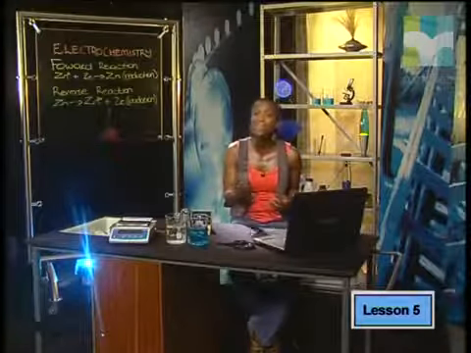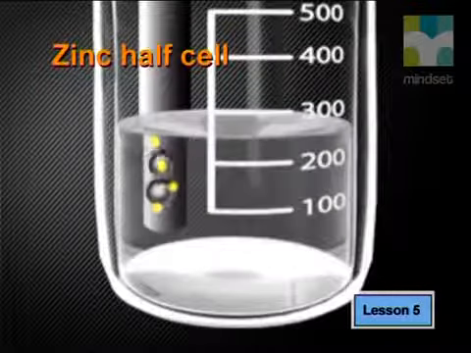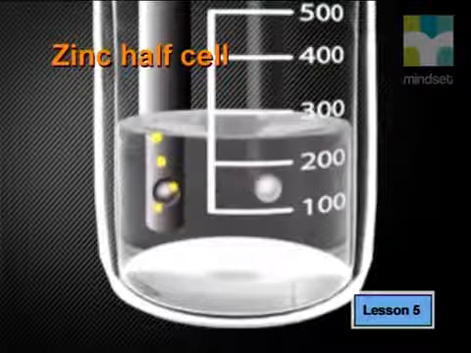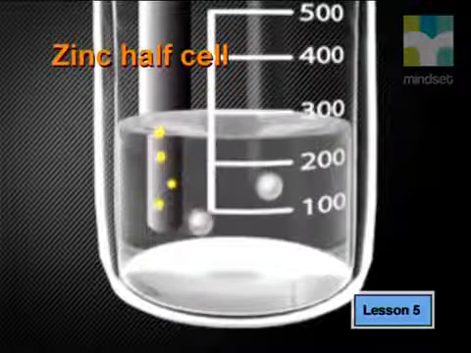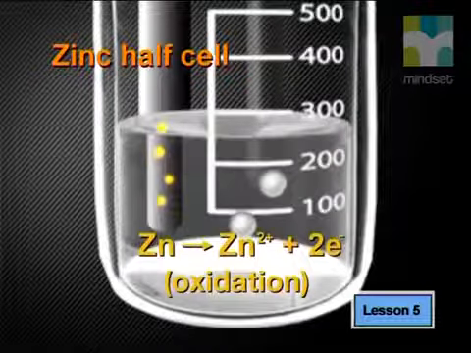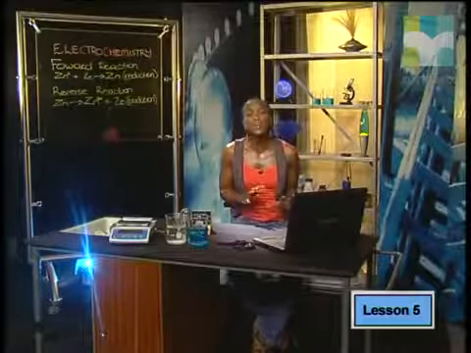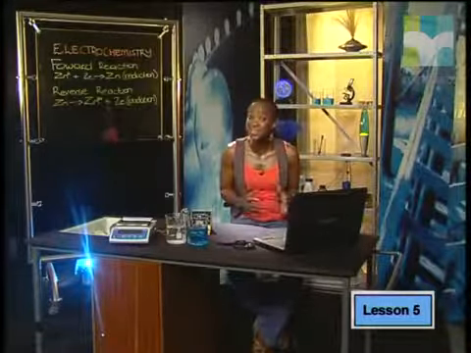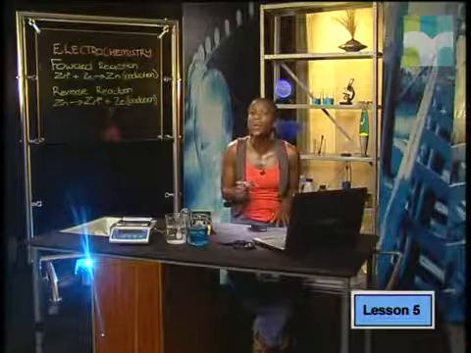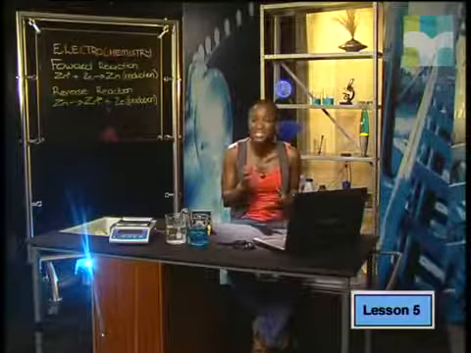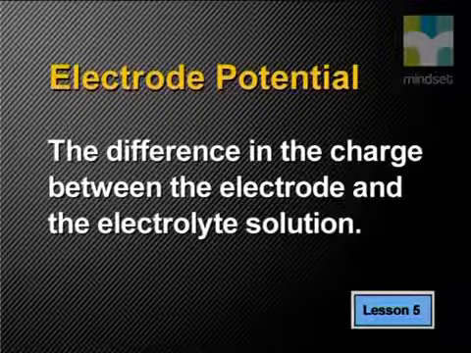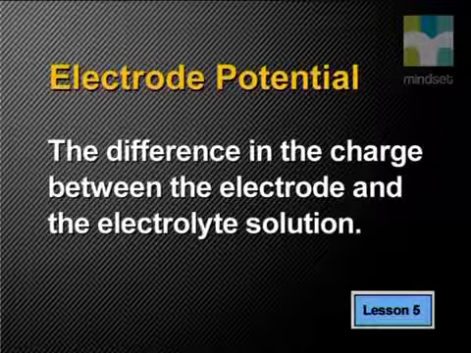A zinc atom from the electrode loses 2 electrons to form a zinc ion. We can represent this reaction by writing the oxidation half reaction. Zn goes to Zn2+ plus 2 electrons. The electrode is now negative because it has 2 extra electrons. And the solution is now positive because it has gained Zn2+ ions. We give this difference in charge a special name too. We call the difference in the charge between the electrode and the electrolyte solution the electrode potential.